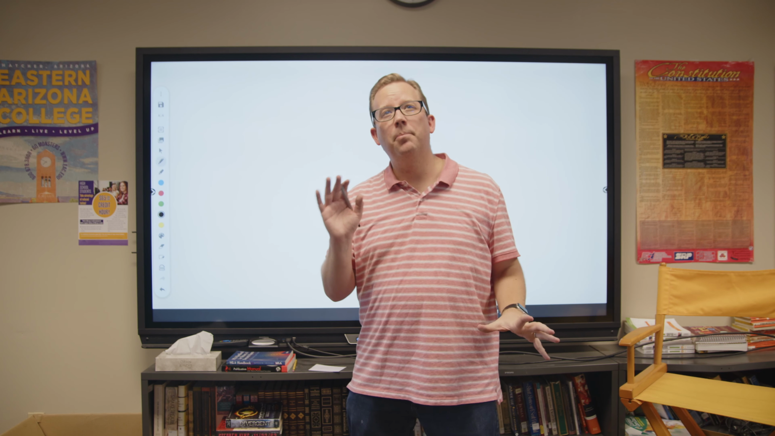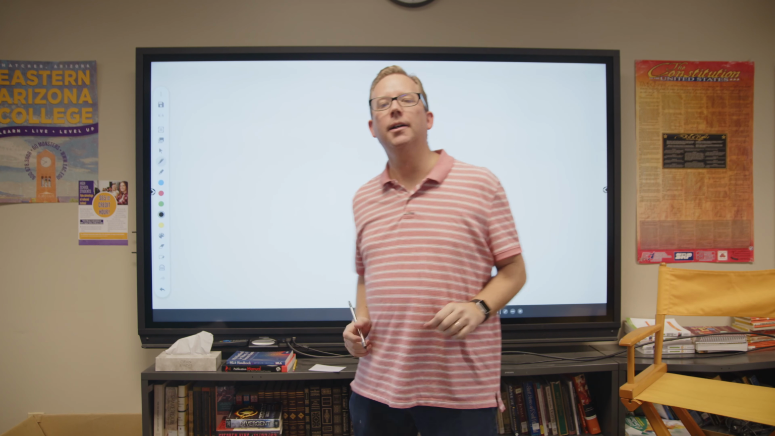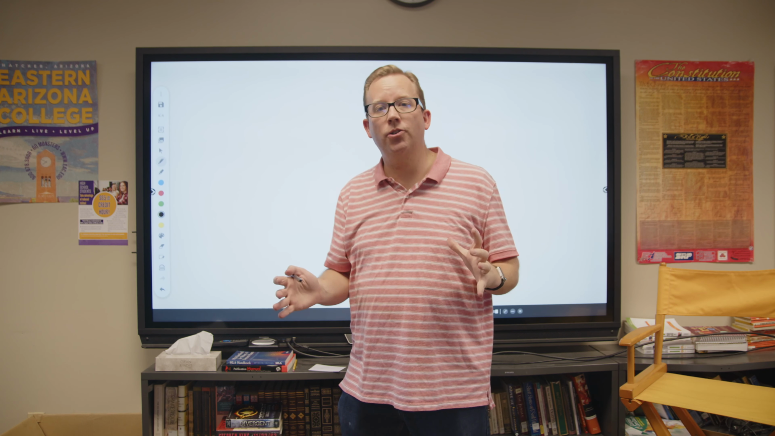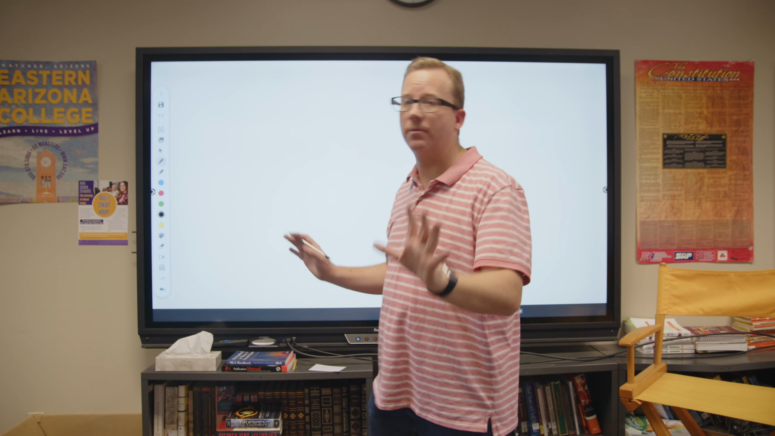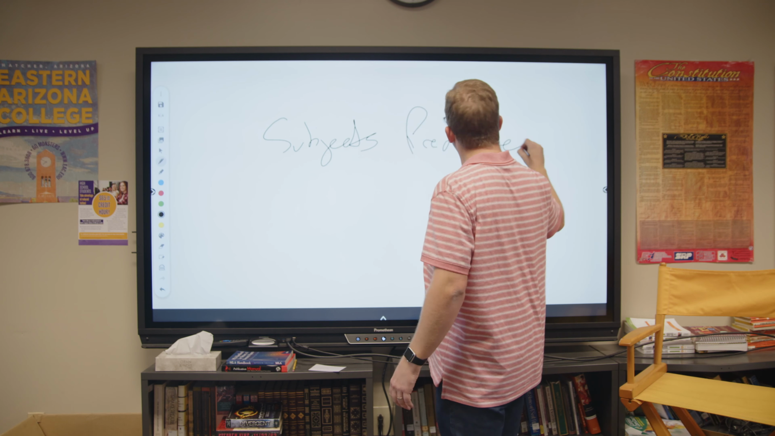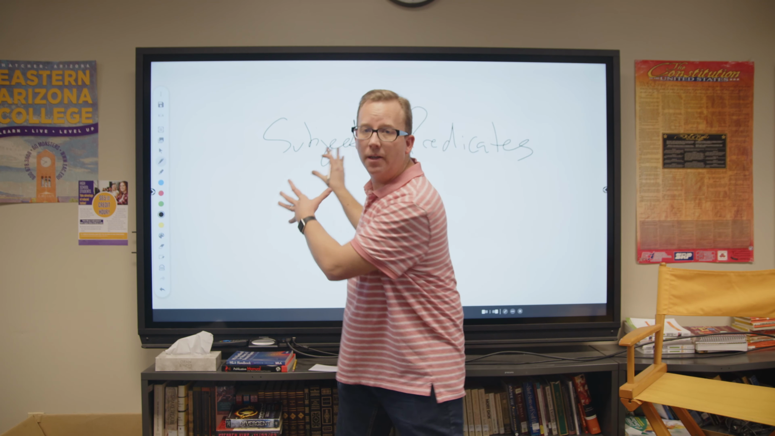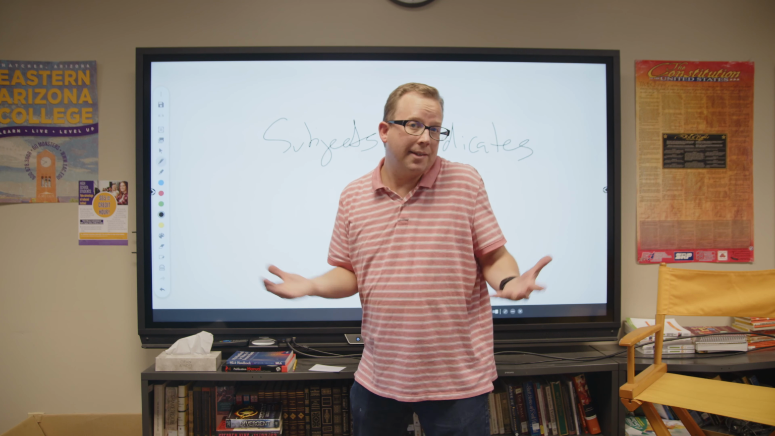Now let's give some examples of grammar, right? We have a basic sentence structure for essentially every sentence in the English language, right? So we have subjects and predicates. The subject is the part of the sentence where we identify who or what the sentence is about.